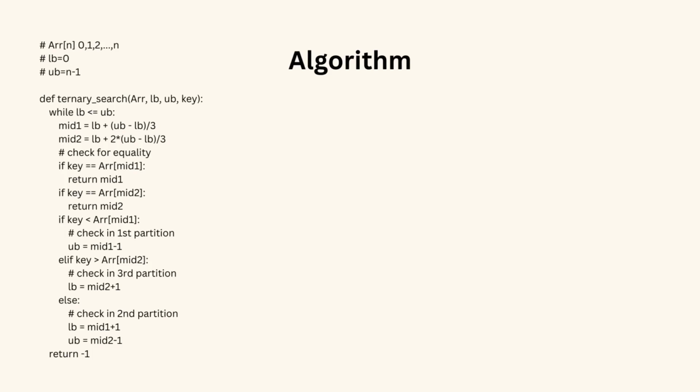In the else clause, we assign LB equals mid1 plus 1 and UB equals mid2 minus 1. If the control of the execution goes outside of the loop, we return minus 1 indicating search unsuccessful.